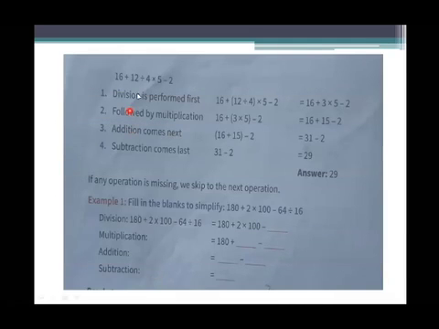So let us see one more way. How will you do that? Now here, 16 plus 12 divided by 4 into 5 minus 2, the same sum. According to our rule, as I said, the DMAS rule, how do you have to do this? Division is performed first.